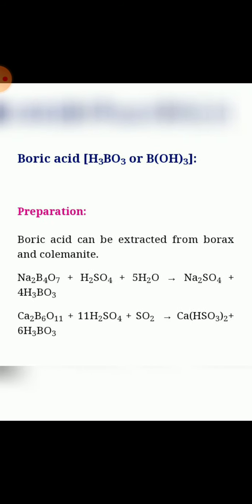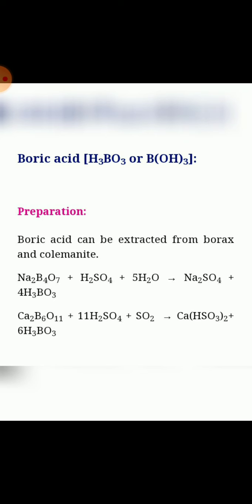Students, next we can study about boric acid. The formula is H3BO3. This is the structure of boric acid. The formula can be written in two forms: H3BO3 or B(OH)3.